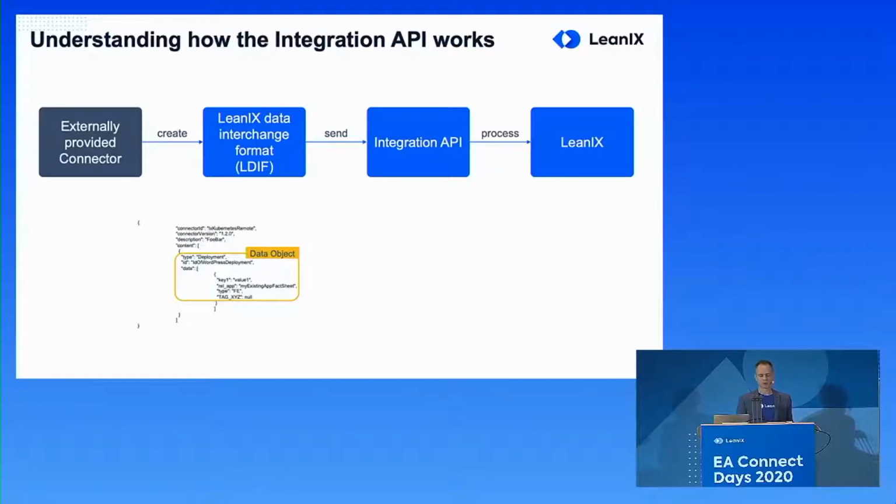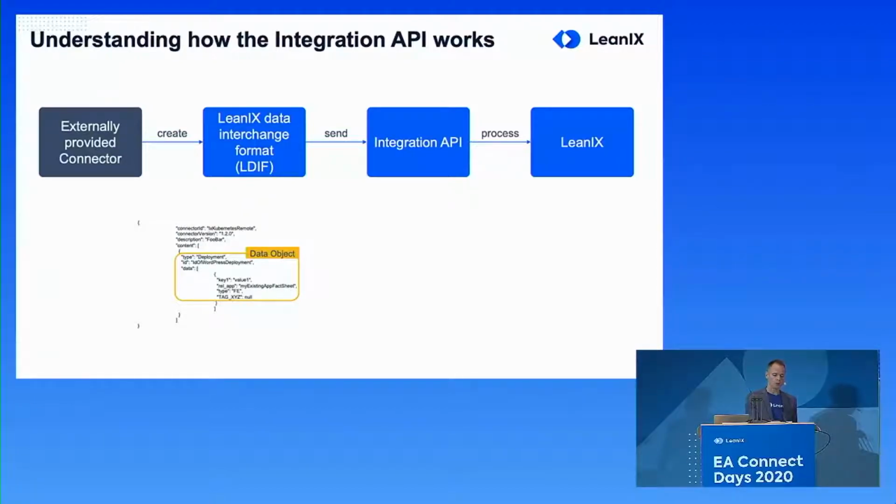How does this map to your data? If you, for example, push some database data to LeanIX, this could be exactly one row of a table. The type would be the table name, the ID would be the unique key, and then in the data section, each value would represent a value of a table column. And that is what our integration API receives.